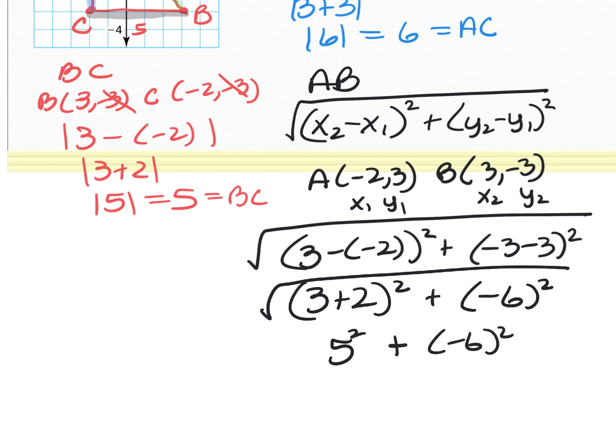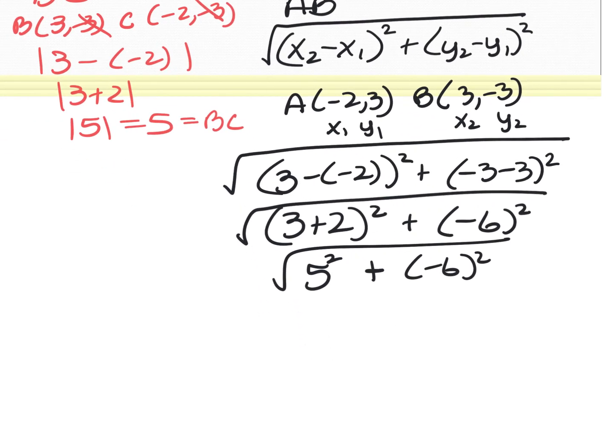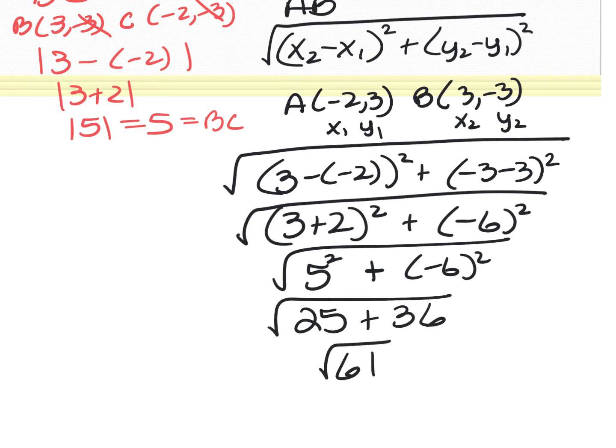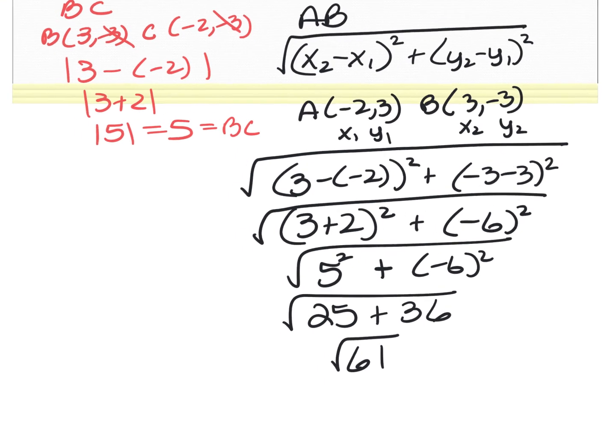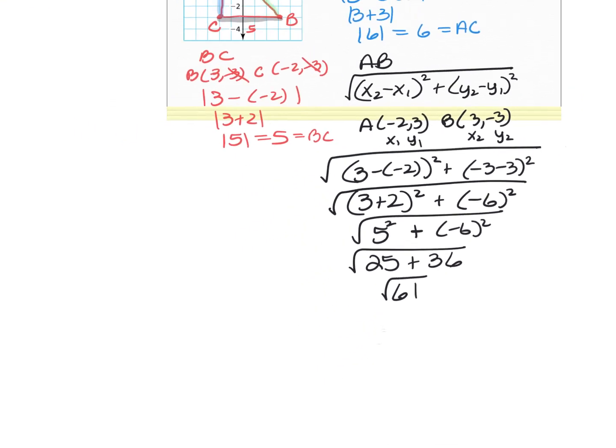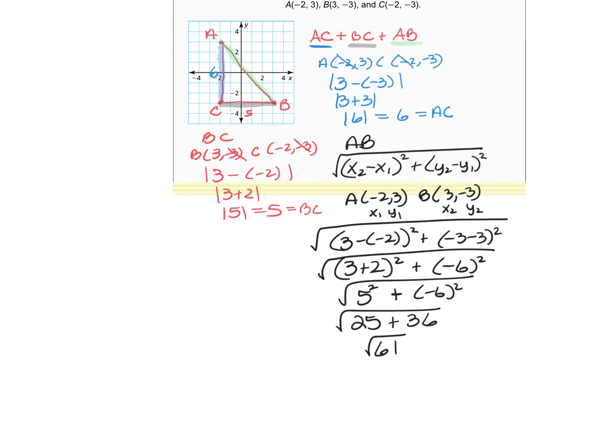And now I'm going to square the 5, square the -6, add them, and I get 61. Now, in your homework, since we're not doing the big ideas yet, you're going to leave it in simplest radical form. So what we'll do here, remember, we were supposed to be adding the 3 sides.